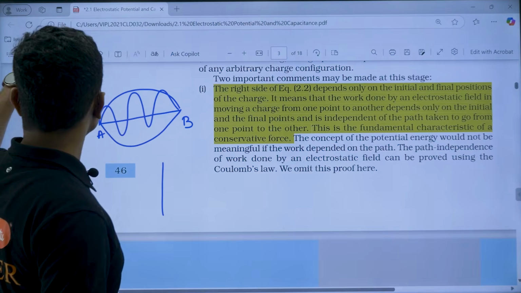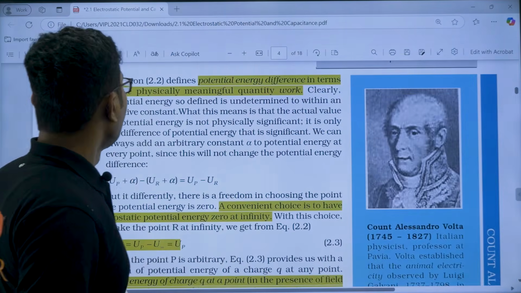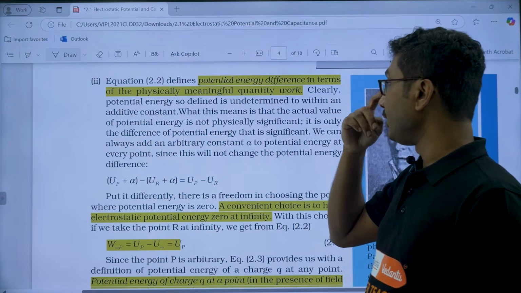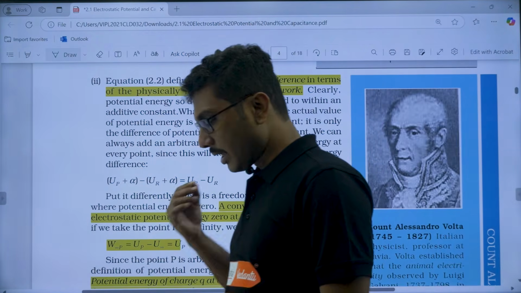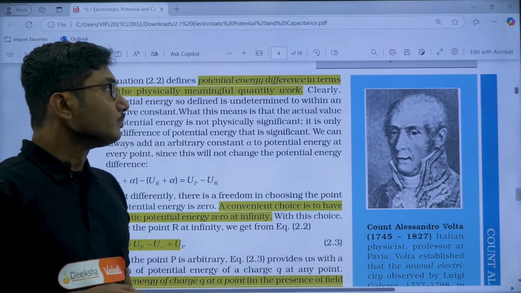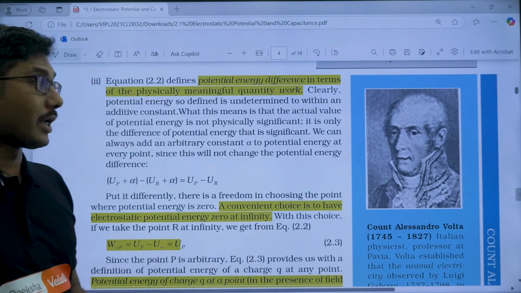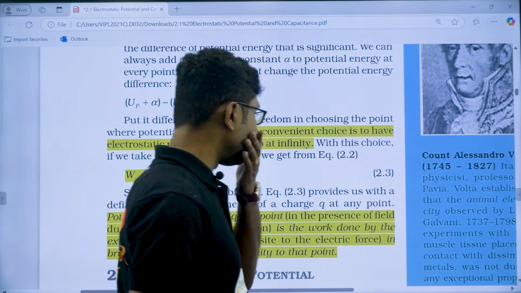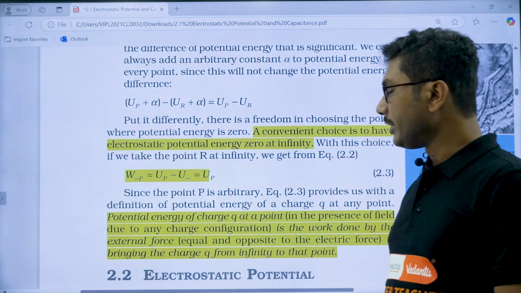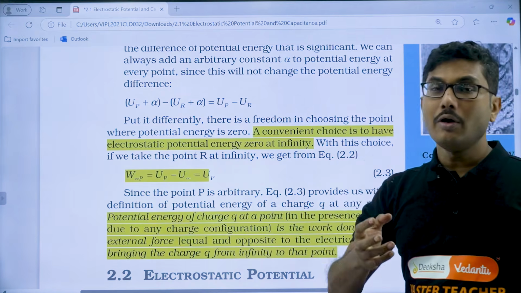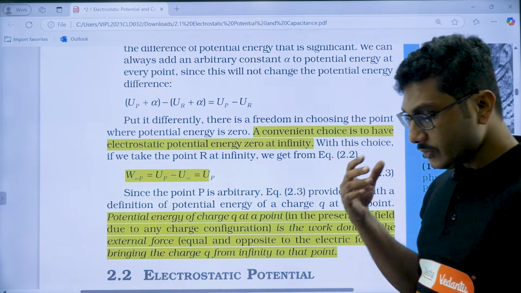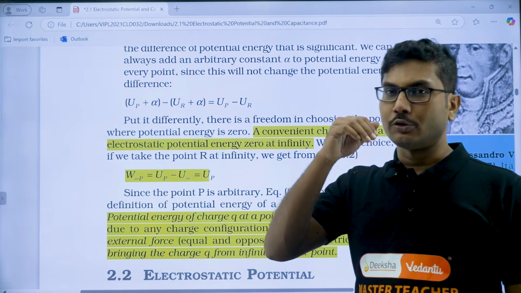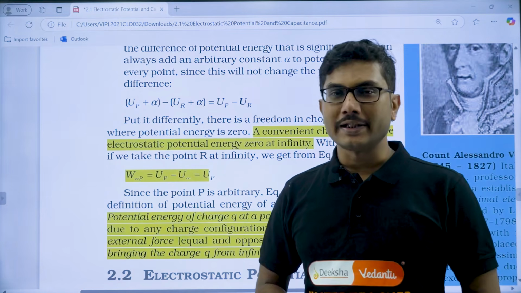Now, let us move on. Here, potential energy difference, in terms of a physically meaningful quantity, is work. As I said, potential energy is always defined in terms of work. A convenient choice is to have the electrostatic potential energy be 0 at infinity. So the electrostatic potential is 0 at infinity, that is the choice. We have to consider a point where the electrostatic potential is 0, and the most convenient way to define that is at infinity.